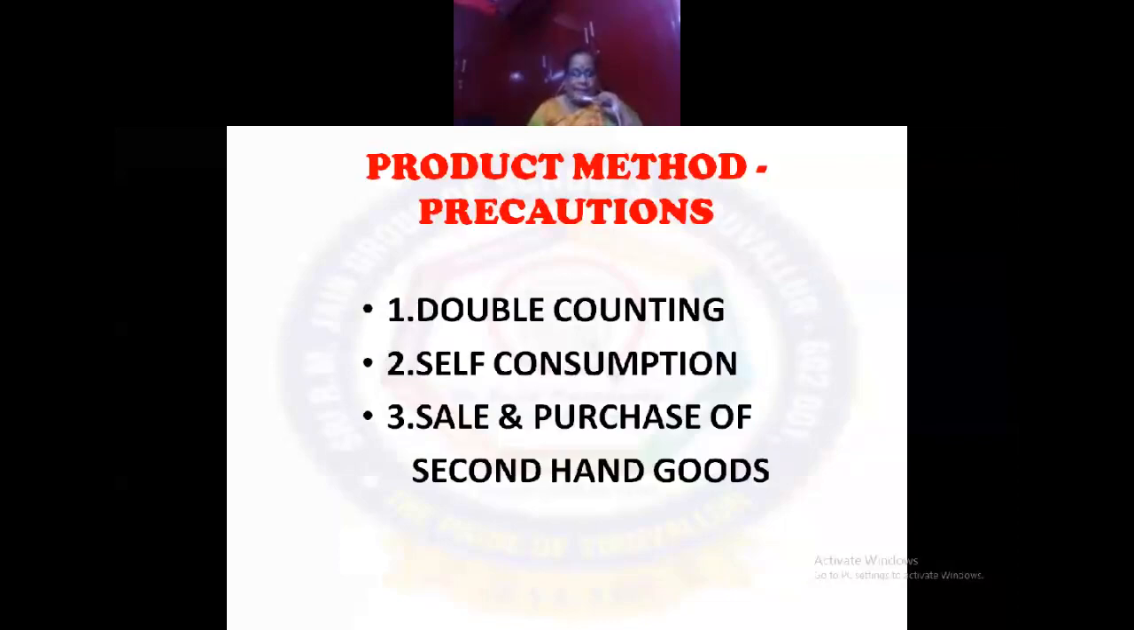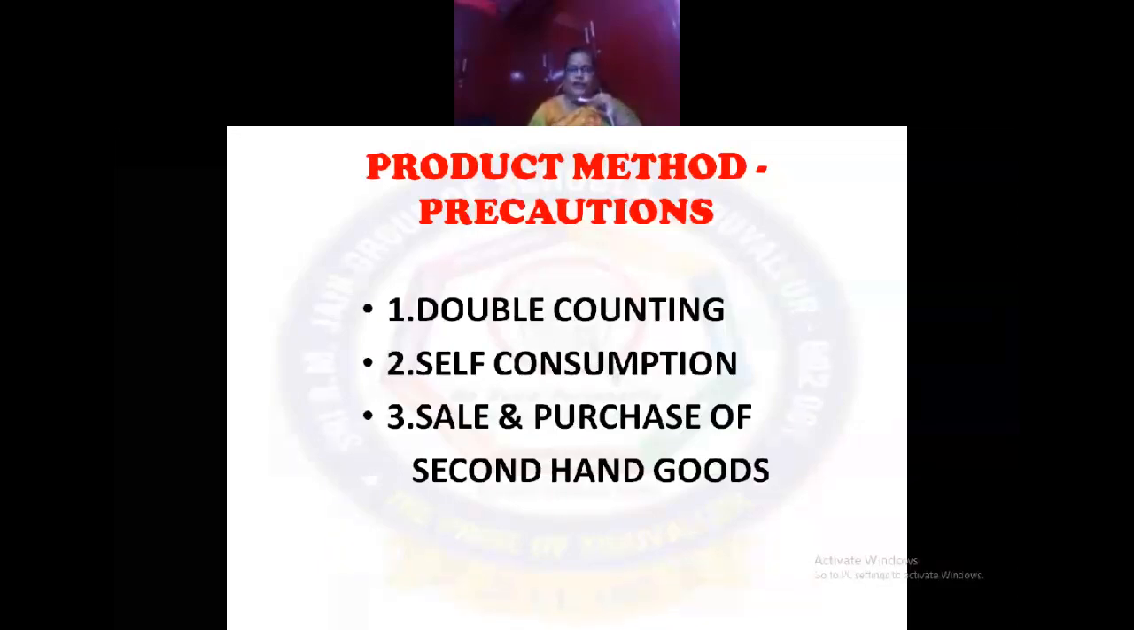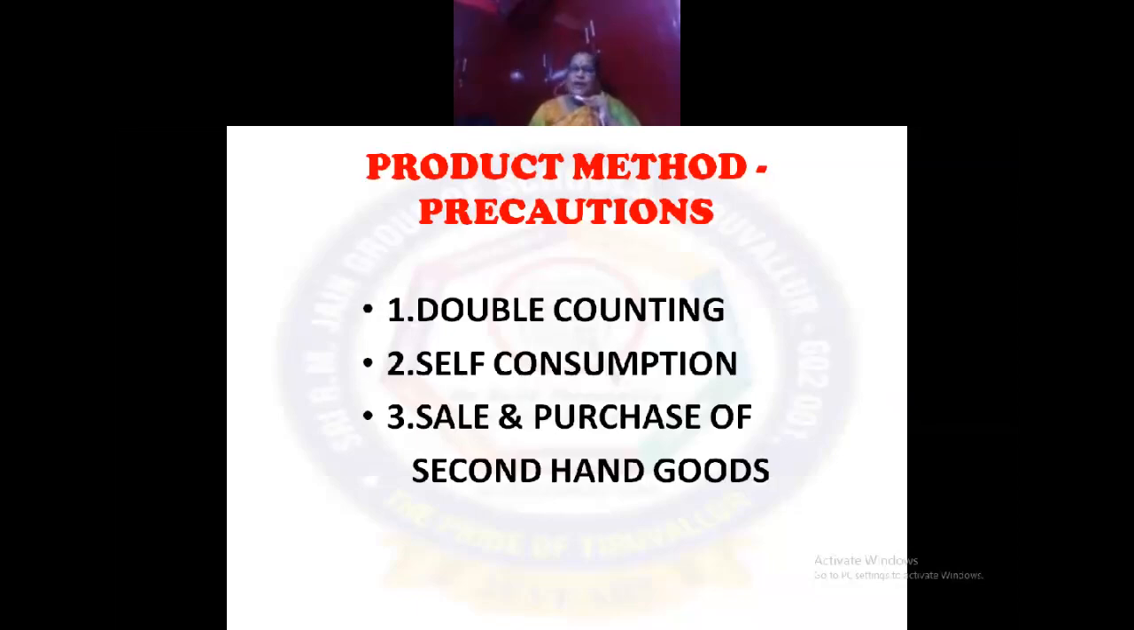Okay, let me see what are all the things to be included and what are all the things to be excluded in the product method. Number one, in the product method, what are all the precautions to be taken? If you see, there are three precautions. Number one, double counting. Number two, self-consumption. Number three, sale and purchase of second-hand goods. Double counting is to be avoided.